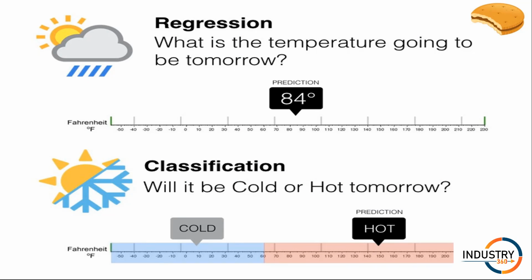So let's try to understand this example. In regression, the question is: what is the temperature going to be tomorrow? It is predicting 84. That is a regression problem. The classification problem is: will it be cold or hot tomorrow? And the prediction will be cold or hot. That is a classification problem.